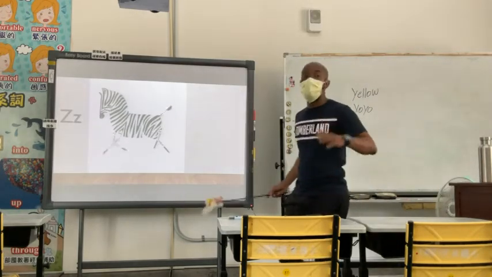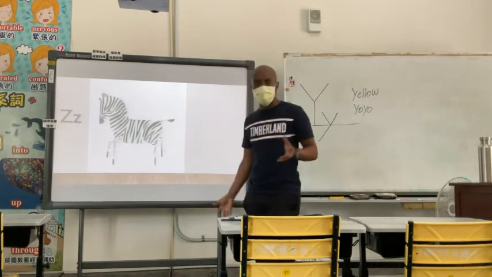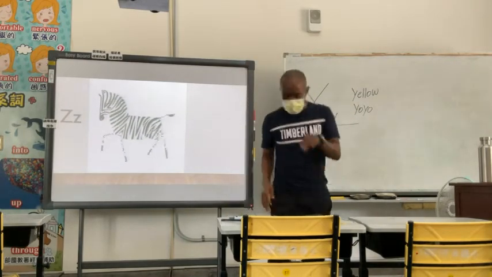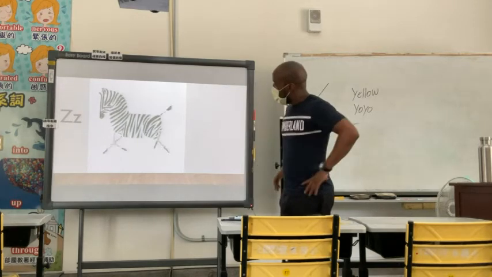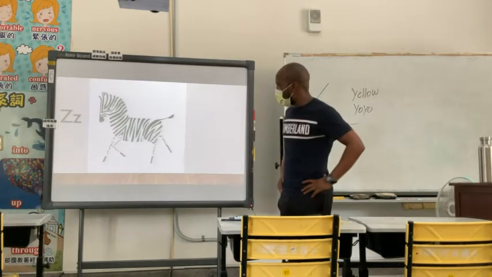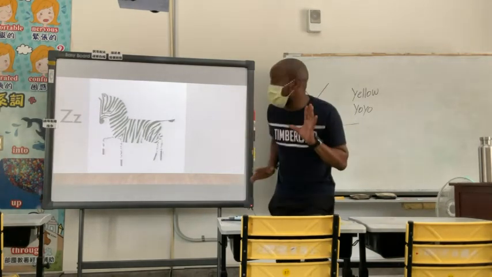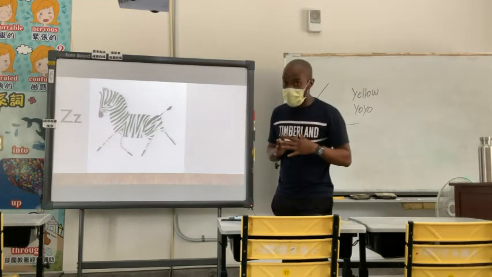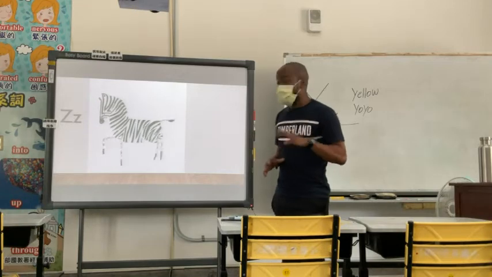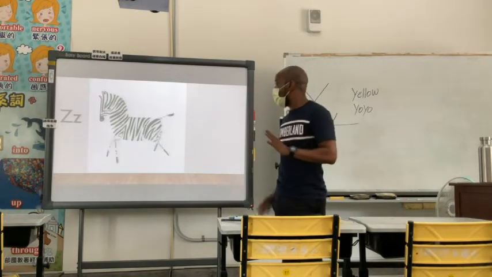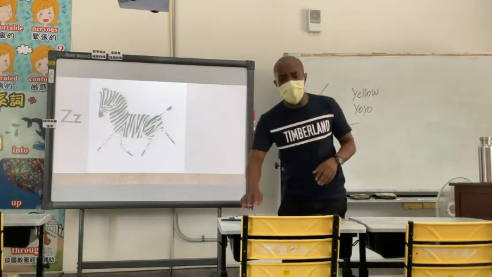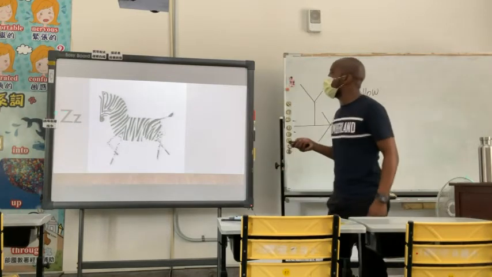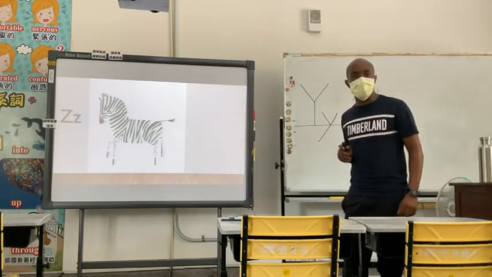Now, let's go to our last. Oh my god! What animal is this? It's red. What is it? What color is it? It's black and white. So we have a big Z and a small Z.